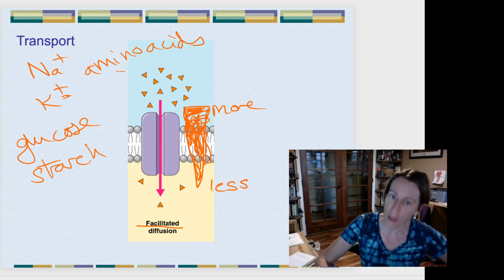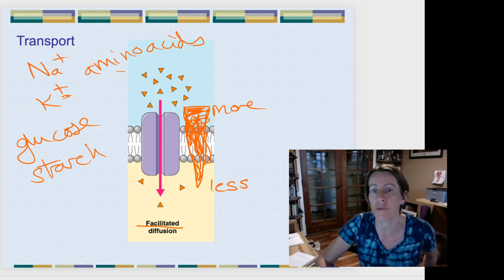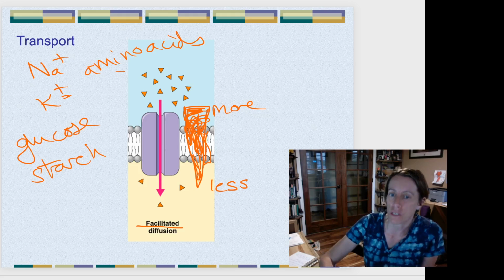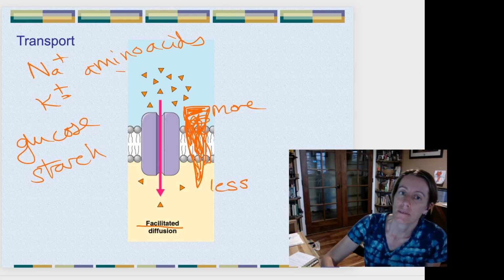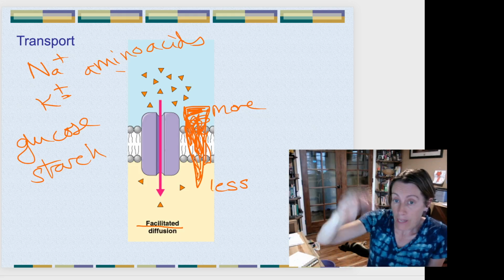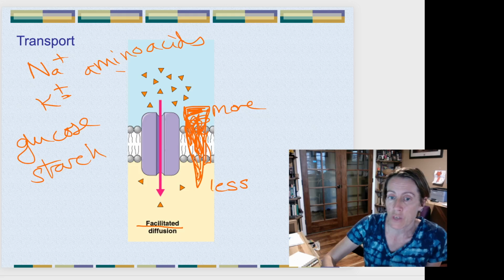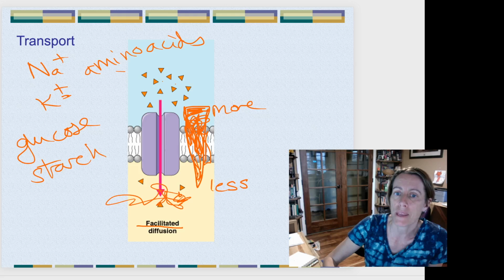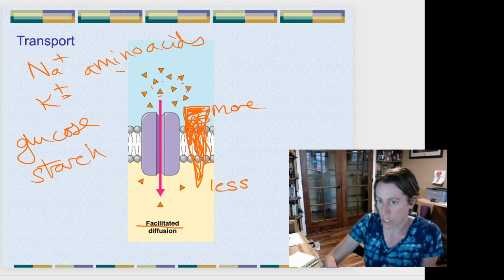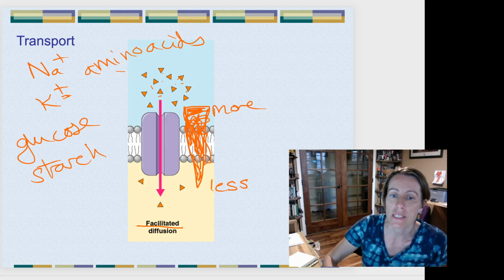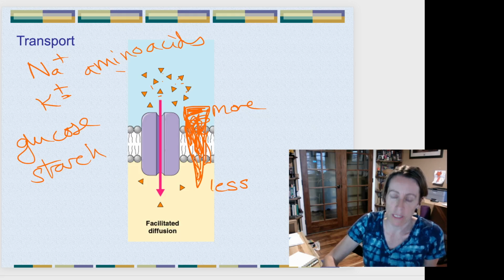But if you provide the channel, the right channel, they can go through, and they're going to go based on their concentration gradient. They could go from outside to inside. They could go from inside to outside if the concentration gradient was flipped. So if we had lots and lots of triangles here, and not very many up here, then they would go that way instead. The direction of transport would be controlled by the concentration. Where is there more, where is there less? This is facilitated diffusion. It's diffusion, but it's with a helper of the tunnel.